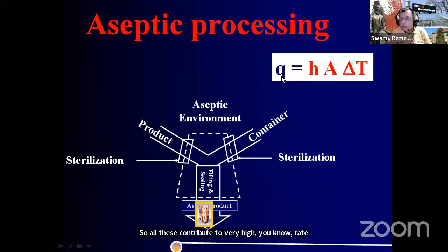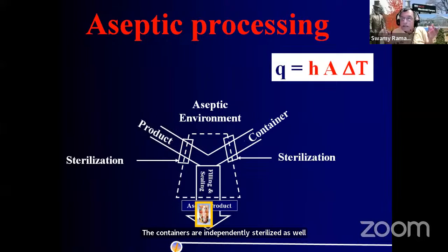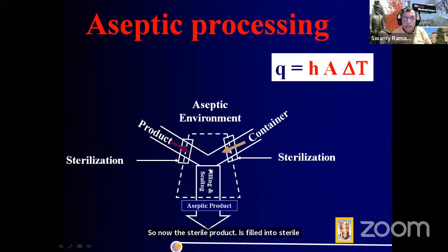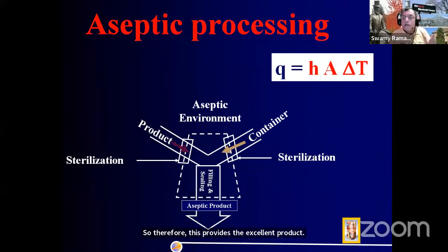The containers are independently sterilized as well using chemicals. Hydrogen peroxide is an excellent sterilization agent, especially for paperboard and other types of container, not necessarily metal. Now the sterile product is filled into sterile containers inside a sterile atmosphere, an aseptic atmosphere. They are sealed and then they come out of the system. Therefore, this provides excellent product quality from the point of view of all liquid products. Today, almost all liquid products are aseptically processed to provide excellent quality product.